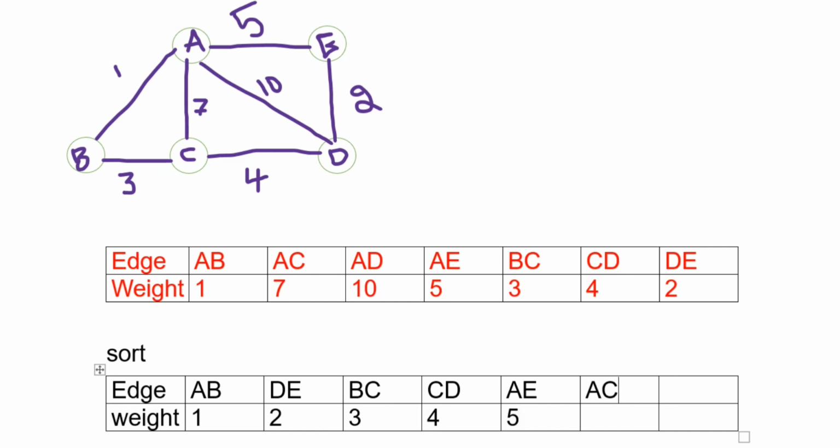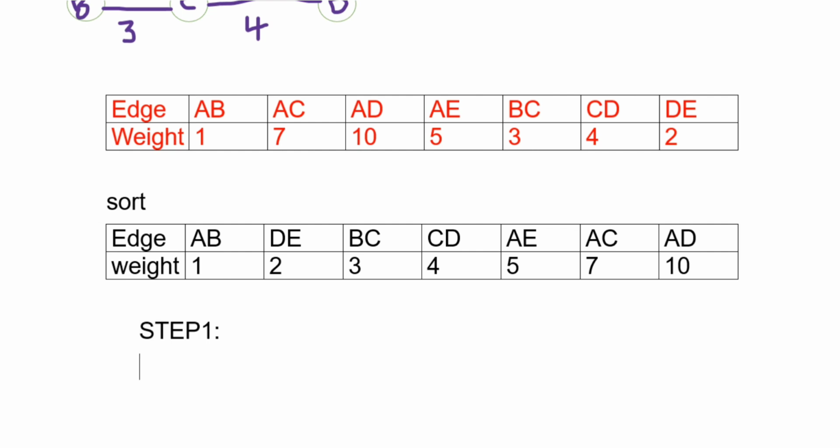Next, B to C is 3. C to D is 4. D to E is 2. These are the graph edges and weights. Next, the first step is we need to sort the edges based on the weights.